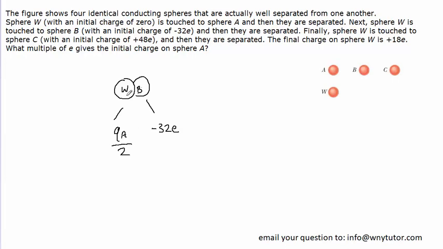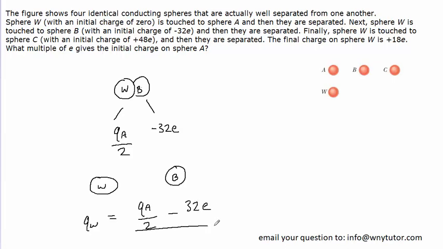Next, we're going to touch spheres W and B together. We already noted the charge currently on sphere W, and then the charge originally on sphere B is stated in the question to be negative 32e. So then we separate the two spheres, and we're going to come up with an expression for the amount of charge present on QW. And again, we simply sum the original charges before they were touched, and then divide by 2.